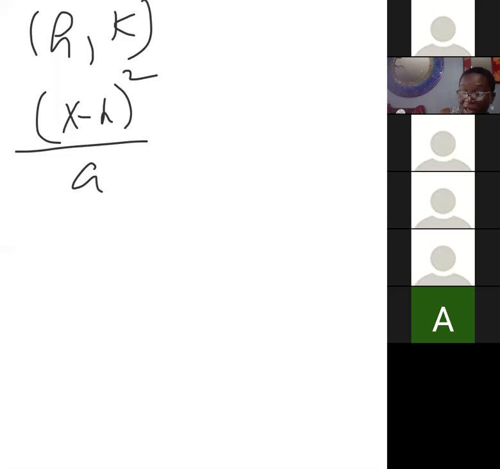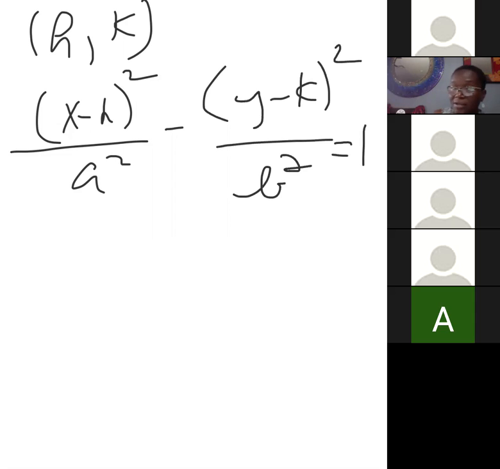So you're still going to have the difference right here, okay? (y minus k) squared over b squared is equal to 1. It's still the same thing, the same process, guys. The only difference is x and y are going to be moved off, transformed, off the center. So just be careful with this.